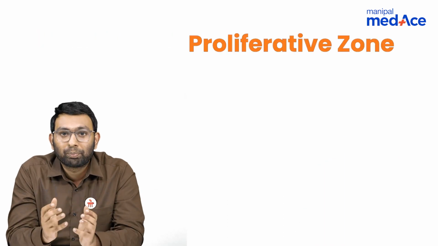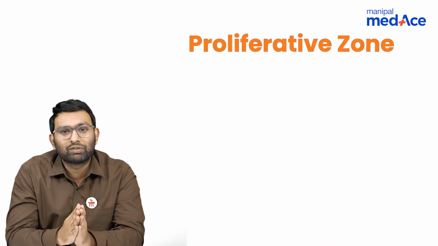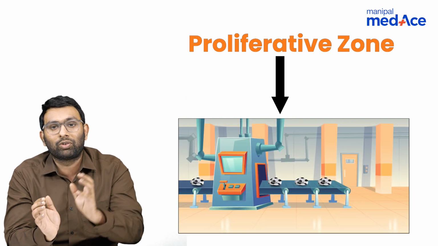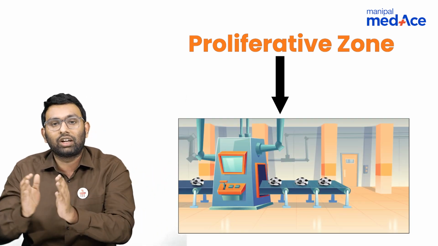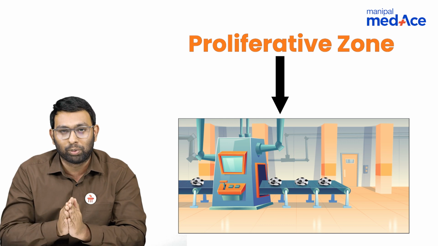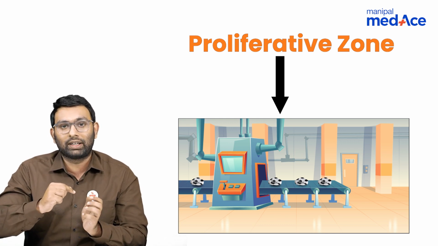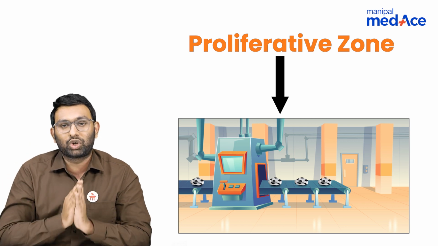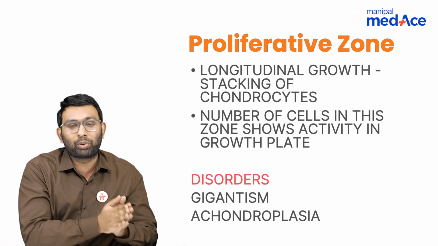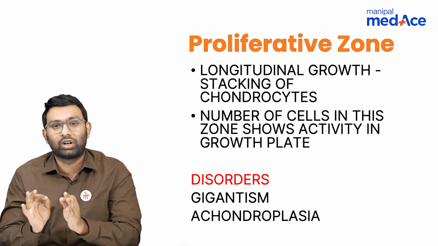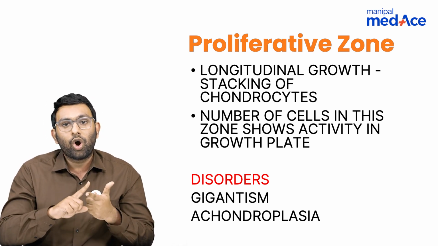Now let's talk about the proliferative zone. The proliferative zone can be compared to a conveyor belt where these raw materials are getting conveyed into a template of the football. Now when this zone goes wrong, what happens is either the football template is formed very large or very short. And similarly, in case of proliferative zone, this is where you have disorders like achondroplasia or gigantism.